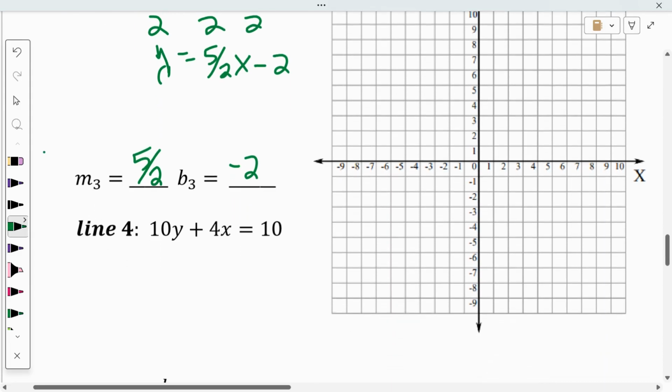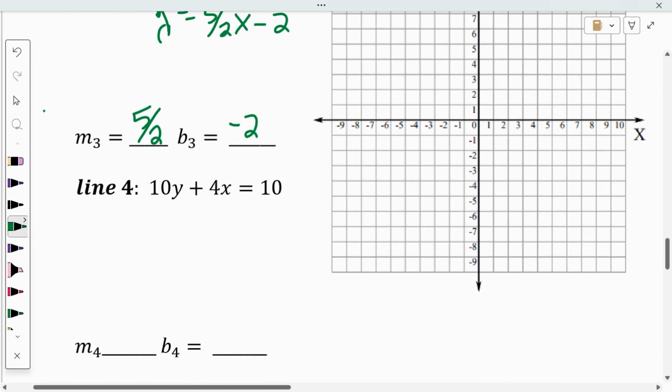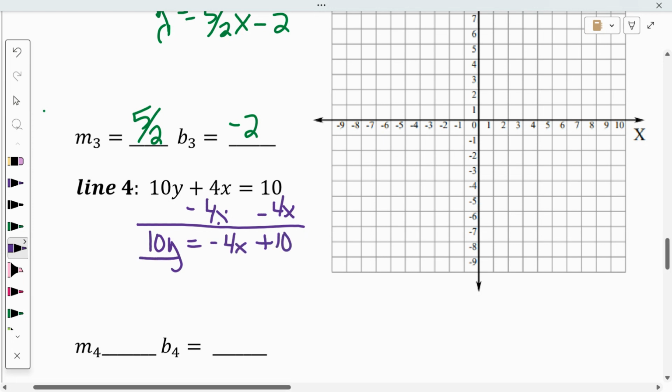When I look at line number 4, I'm still trying to get y all by itself, so the first thing I want to do is subtract 4x from both sides. So 10y equals negative 4x plus 10. Lastly, I'm going to divide everything by 10, every single term. Y equals, let's see, negative 4 over 10. Those are both divisible by 2. So that's going to be a negative 2 over 5x plus 1.